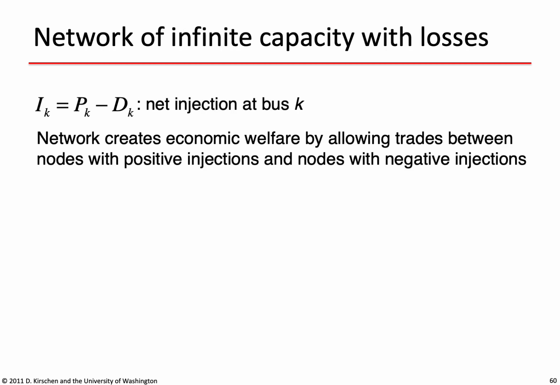Let's move on from this very simple case to something a bit more sophisticated. Let's suppose that we have a network of infinite capacity, so a network where we won't have any congestion, but a network where we have losses. In this case, we want to define the net injection at bus k, Ik, and that's going to be equal to Pk, the power produced at that bus, minus Dk, the power consumed at that bus. And the network creates economic welfare by allowing trades between nodes with positive injections and nodes with negative injections.